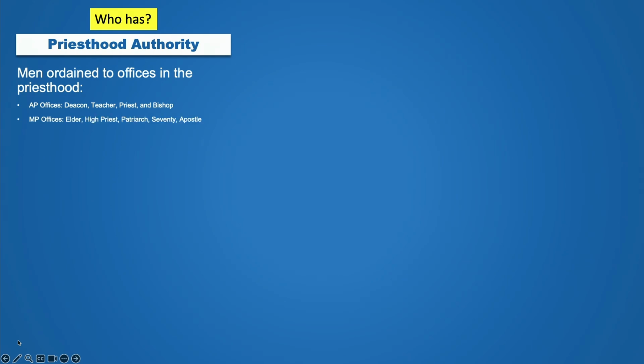We also have Melchizedek priesthood offices. We're always familiar with elder and probably high priest, but we have trouble with the other three. We don't always remember patriarch, seventy, and apostle. Those are all priesthood offices in the Melchizedek priesthood that people can be ordained to. And so just remember that we have those, and of course anyone ordained to these offices is given permission by God to fulfill the duties of that office.